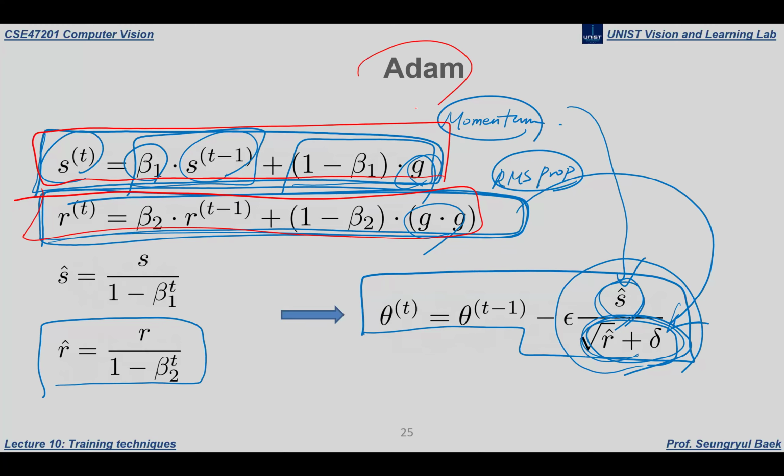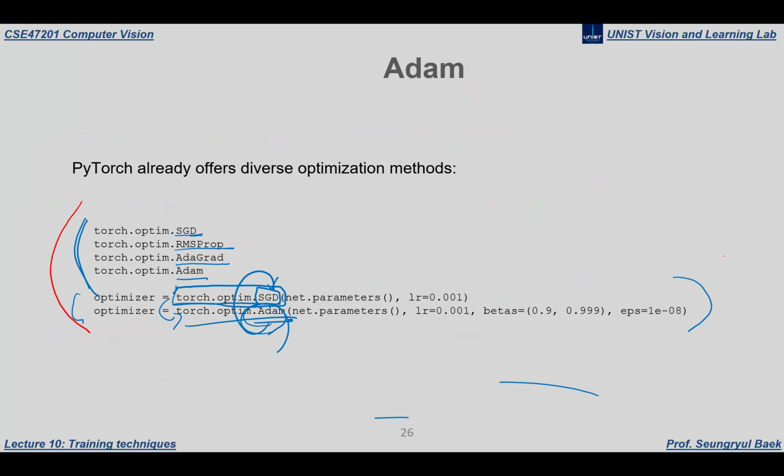Even though conceptually Adam is better, in practice there could be some network that is well trained via SGD, not using Adam. Okay, that can happen. But in a normal situation, because Adam is a more complete form of optimizer, Adam normally works better than others. And also in PyTorch, you can use one line of code, just changing this word to Adam or other types of optimizer to change the optimizer.